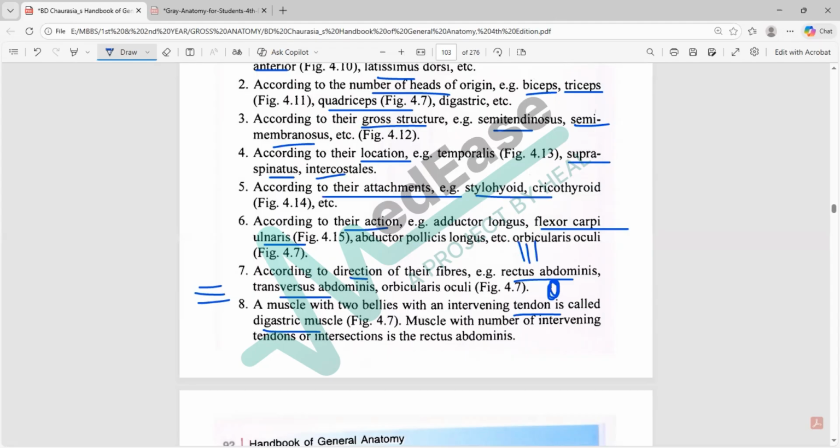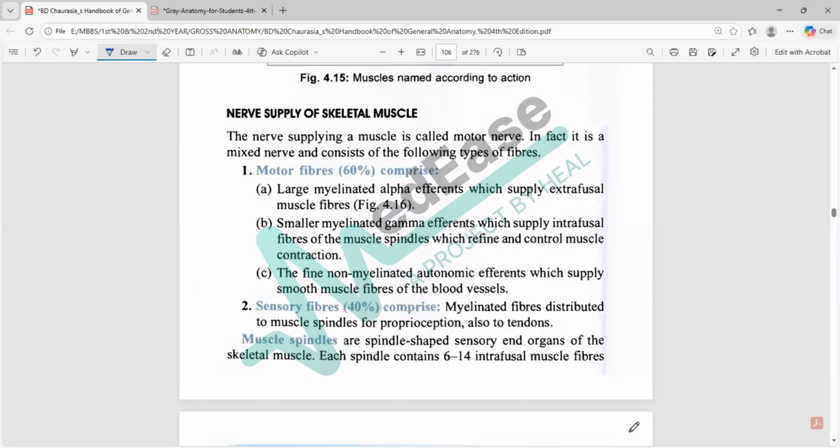Now moving further, we will be going to the nerve supply of the muscles. We need to remember there is 60-40%. 60% is mainly the motor supply and 40% is the sensory supply. Motor supply mainly includes the large myelinated type alpha efferents, which will be mainly supplying the extrafusal fibers, which are the contractile fibers, whereas the small myelinated gamma efferents will be supplying the intrafusal fibers, which we call the muscle spindles as well.